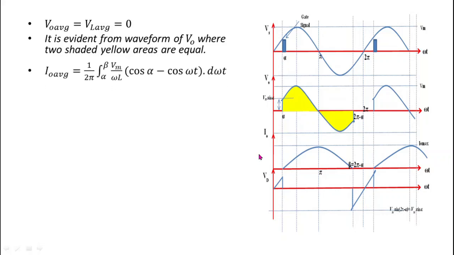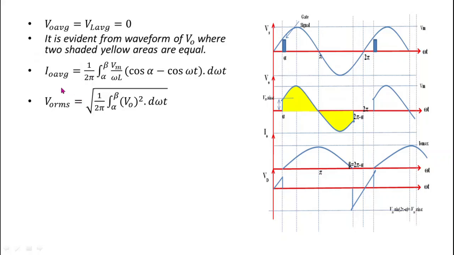Now next, what is I naught average? We get the output current I naught from alpha to beta. So to get the average value of the output current, we will simply integrate the equation of current from alpha to beta. On integrating this, we get the output average current.